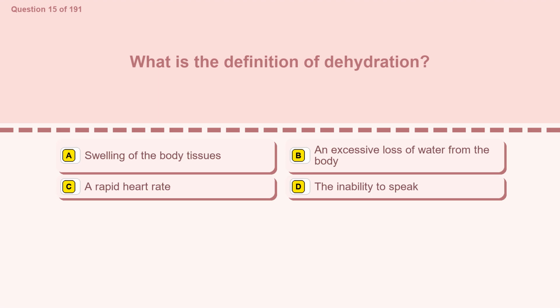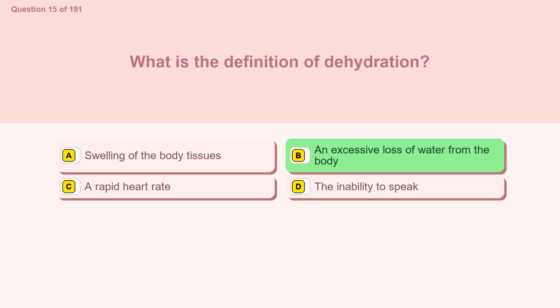Question 15. What is the definition of dehydration? Option A, swelling of the body tissues. Option B, an excessive loss of water from the body. Option C, a rapid heart rate. Option D, the inability to speak.